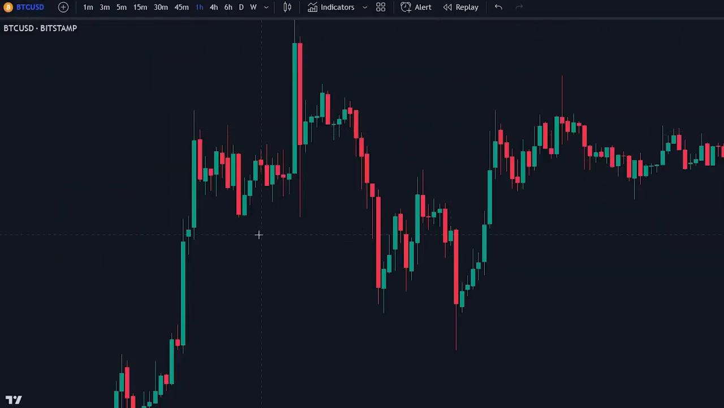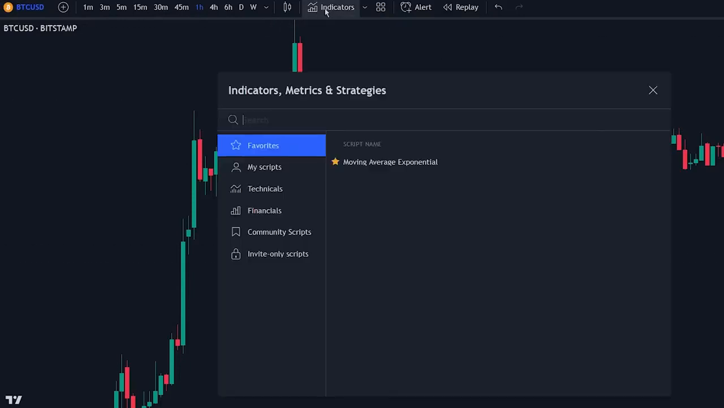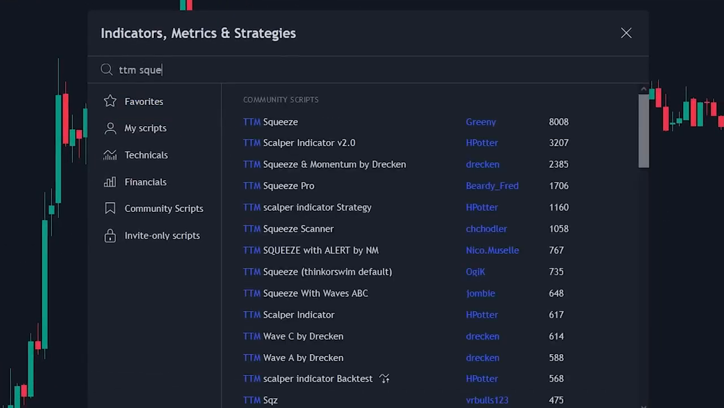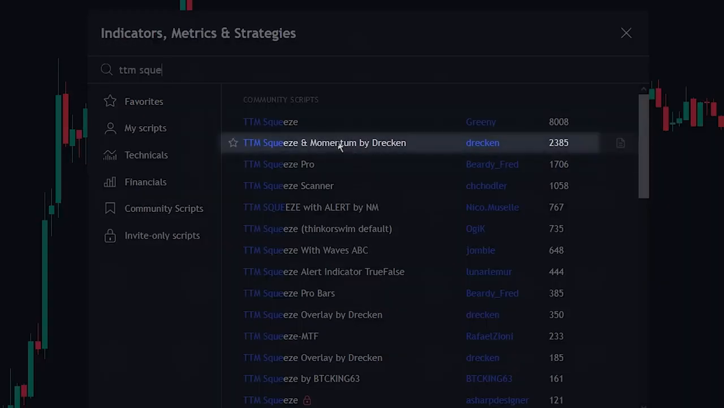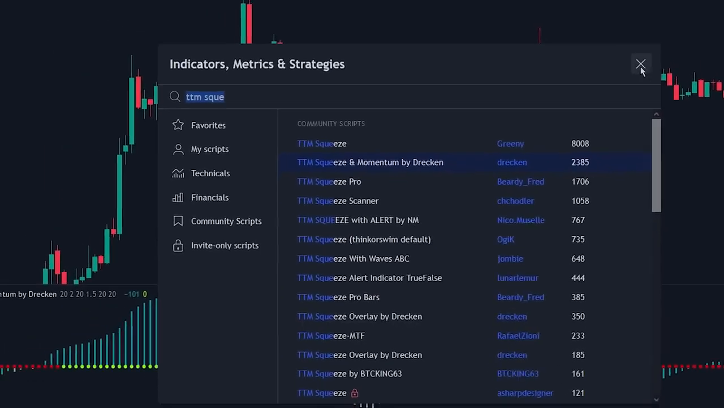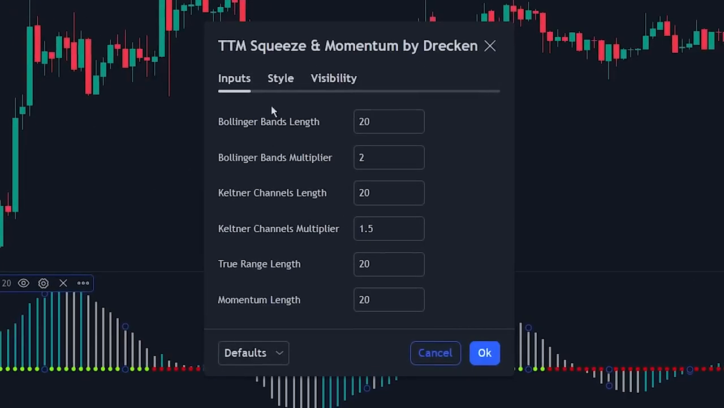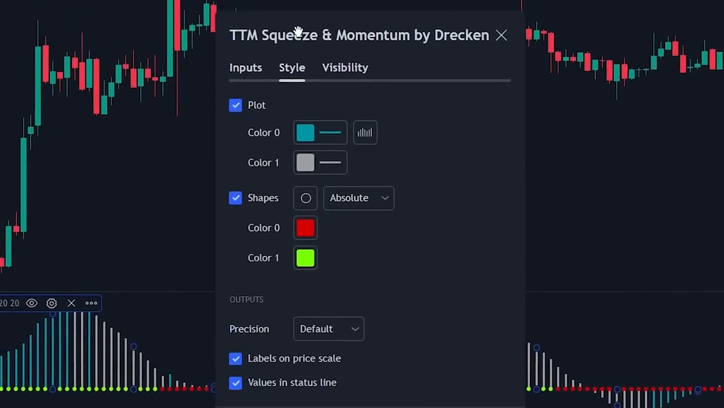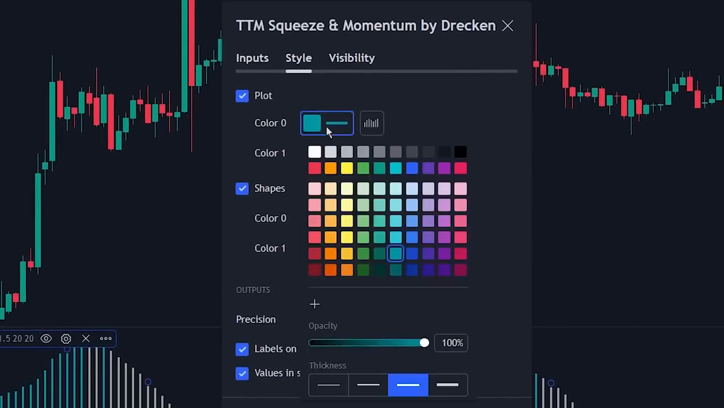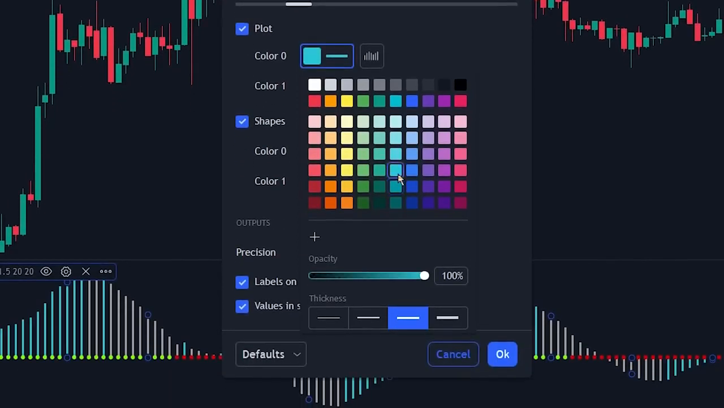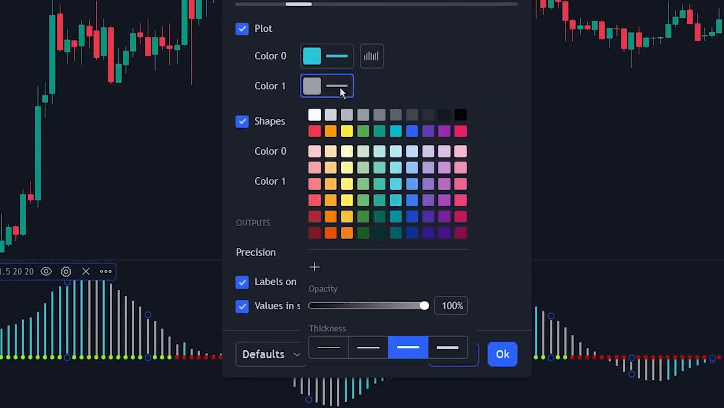Let's first add the indicator to the chart. Head over to the Indicator Search tab and search for the TTM Squeeze indicator. Select the indicator made by Drecken and add it to the chart. Now let's change the indicator settings to optimize it for the strategy. Click on the Indicator Settings tab and navigate to the Style settings. We will be changing the color of the indicator to make it easier to see. That was all that we needed to do.